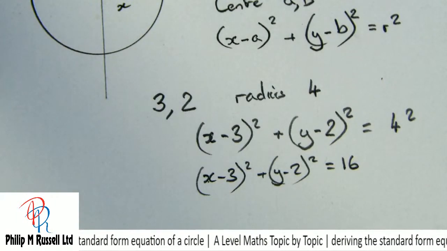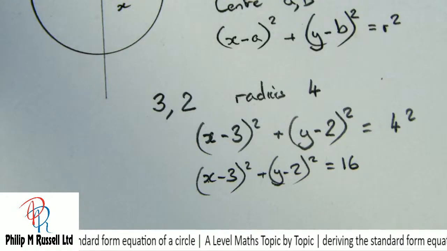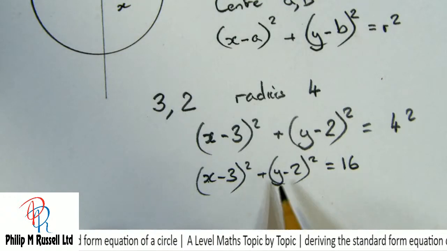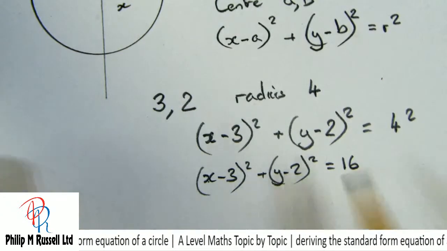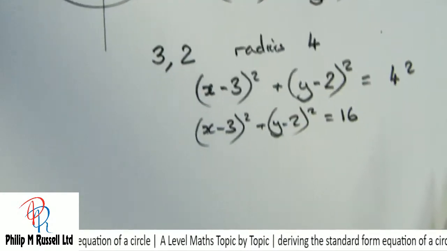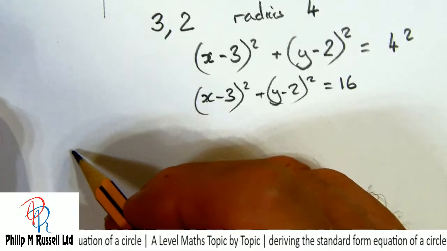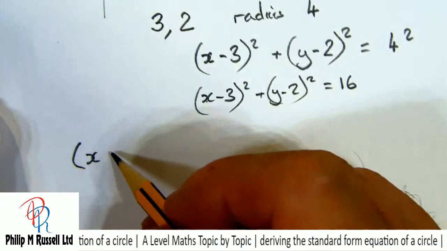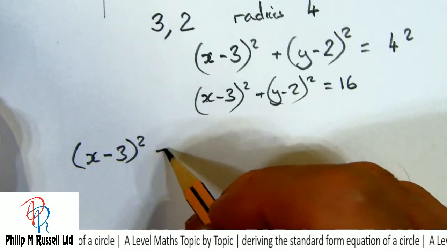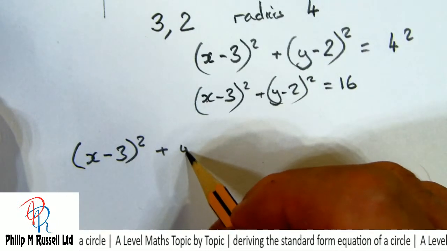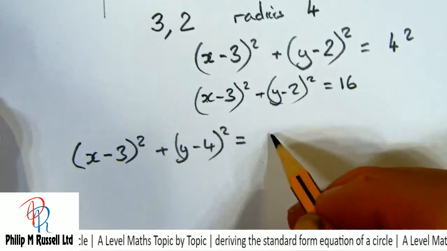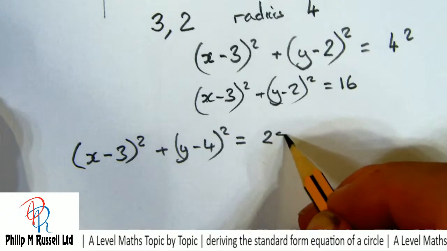Similarly, we can work out perhaps something about this circle if we're given this type of equation. So let's choose another one. Let's just choose something like x minus 3 squared plus y minus 4 all squared equals 25.